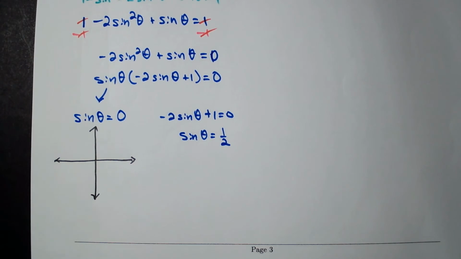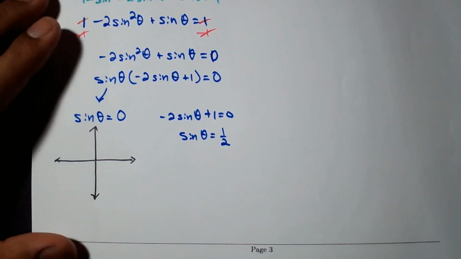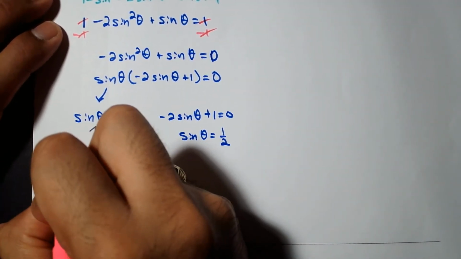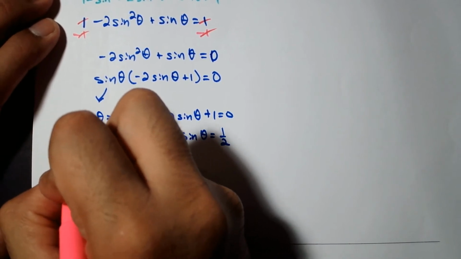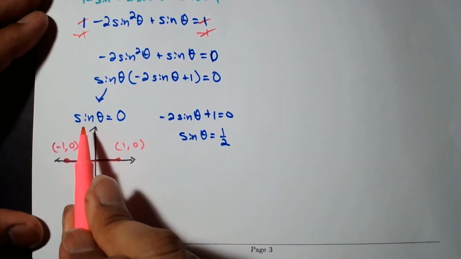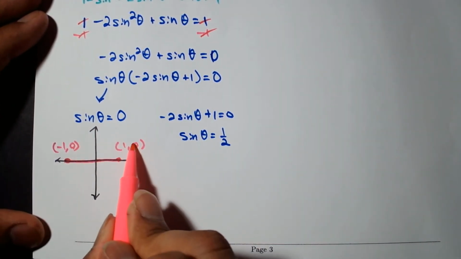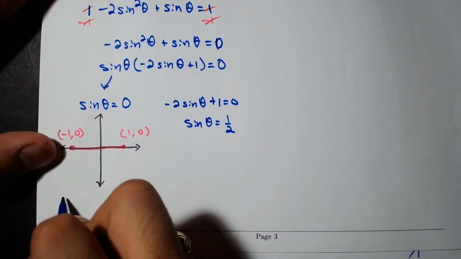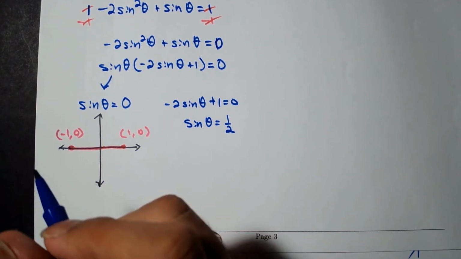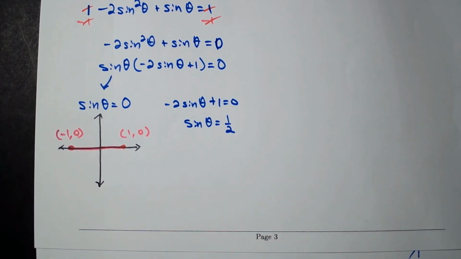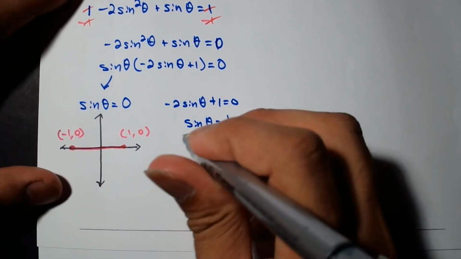And well, sine theta equals 0 for two angles. Number one, for 0 degrees or 0 radians, or for pi radians, because that's negative 1, comma 0, and that's 1, comma 0. Remember, sine is the y coordinate in the unit circle. So in this case, we can call it a solution for, well, I'm going to do that in a minute. Let me do the next one.